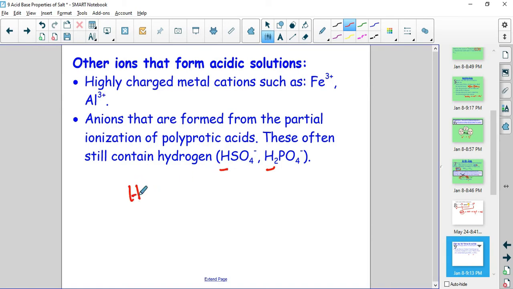Right, so this would have come from our first example here. Sulfuric acid, right, dissociates once, right, and this ion will behave like an acid, right, and another dissociation.